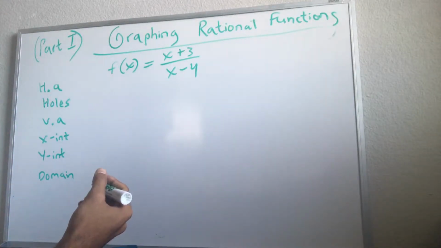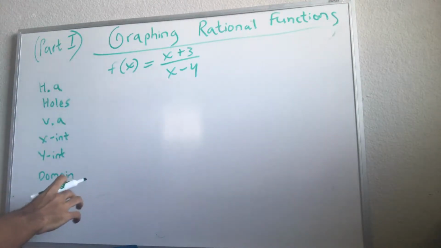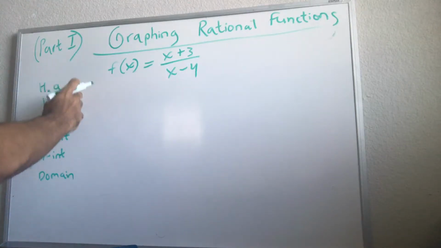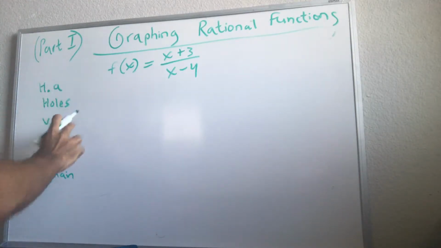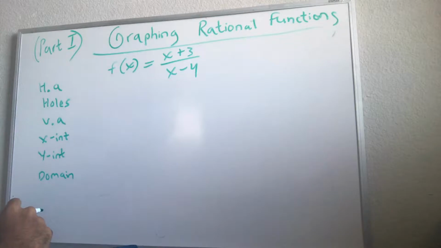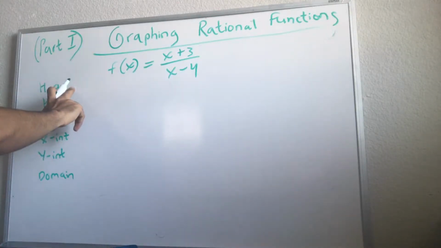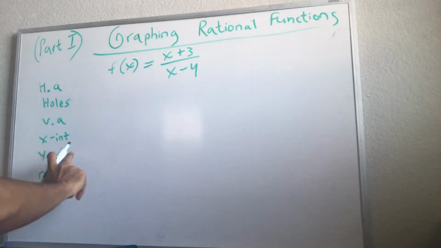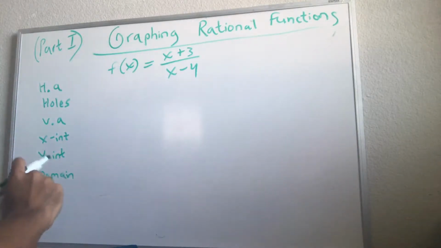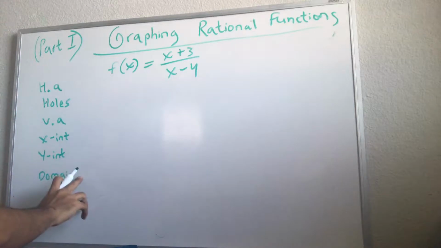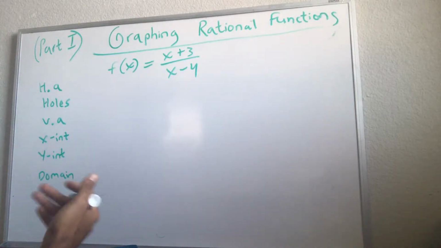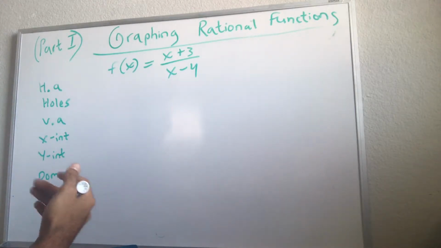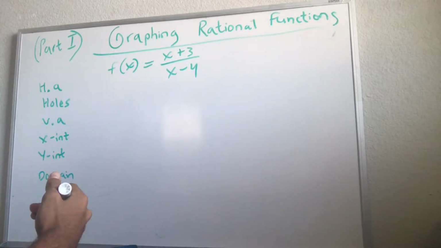Looking at this, you always want to look at these 6 different criteria, or 6 different factors. If you can find the answer to each of them, you can graph your rational function. So again: horizontal asymptote, holes, vertical asymptote, x-intercept, y-intercept, and your domain. For which values is the equation defined, and for which values is the equation not defined? You should be able to differentiate between those two sets of values.